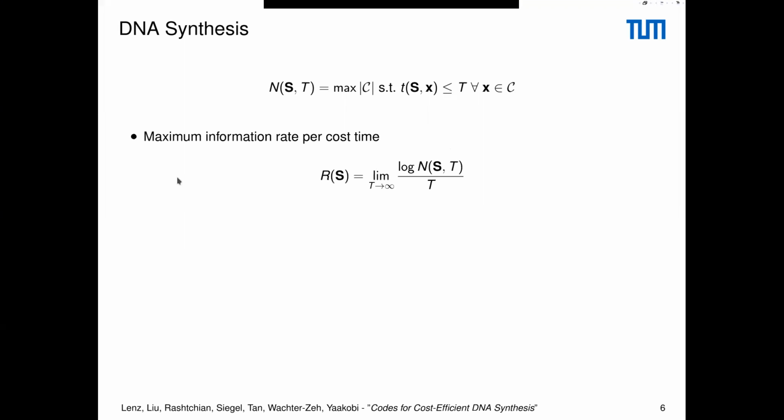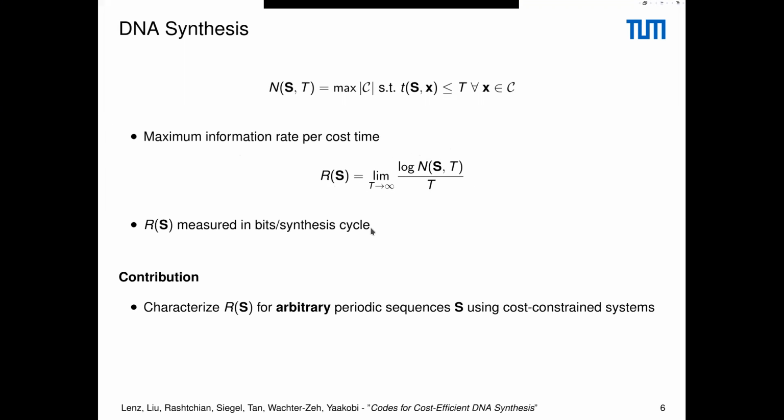Based on this, we can define the maximum information rate per cost time, which is simply defined as log of n of S and T, which is the number of bits that we can synthesize, divided by the total cost, and then we let the cost go to infinity. By this definition, this rate, or also capacity, as we call it later, is measured in bits per synthesis cycle, because this is how many bits we can synthesize per cycle of the previous synthesis process.